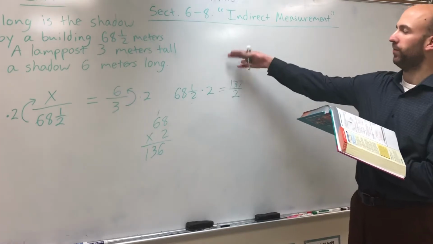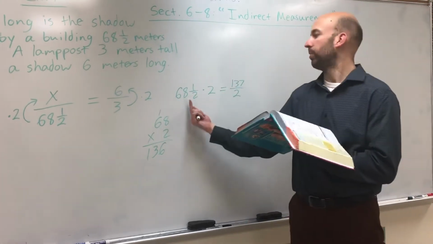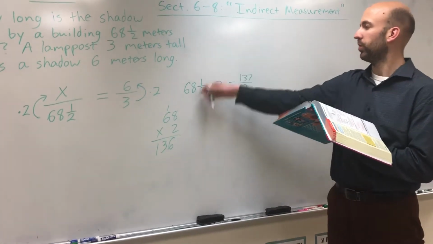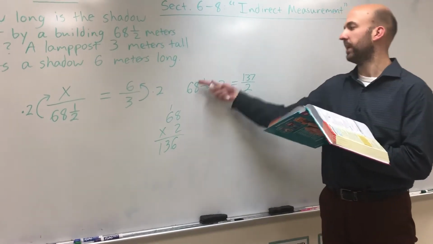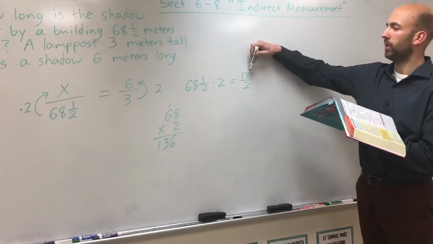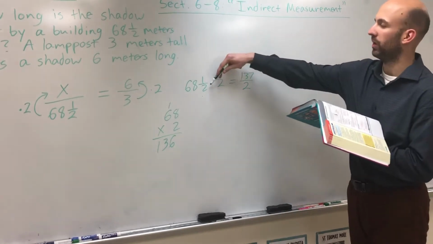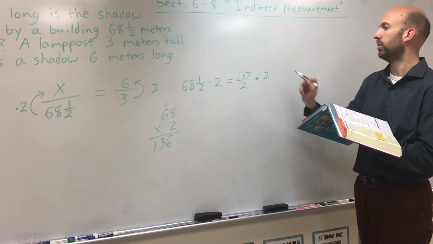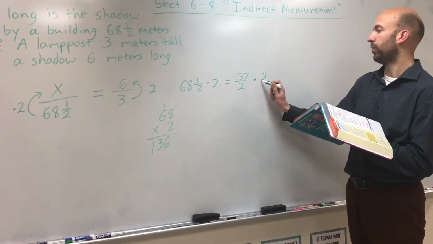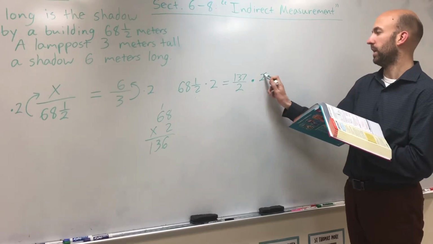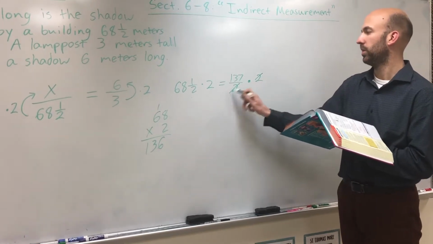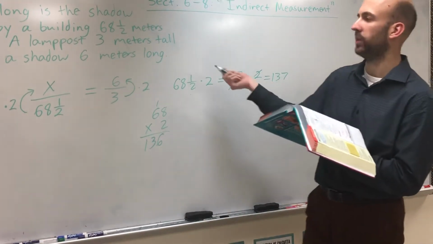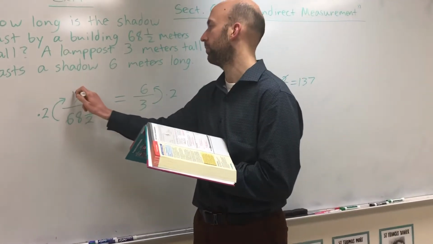Anyway, so I left off in the last video doing 68 1/2 times 2. So 68 times 2 is 136, then add the 1 in the numerator, you get 137, and keep the same denominator 2, then multiply by 2. You can make that 2 over 1 if that helps you, but 2 on top cancels out with 2 on the bottom to get 137. So x equals 137.